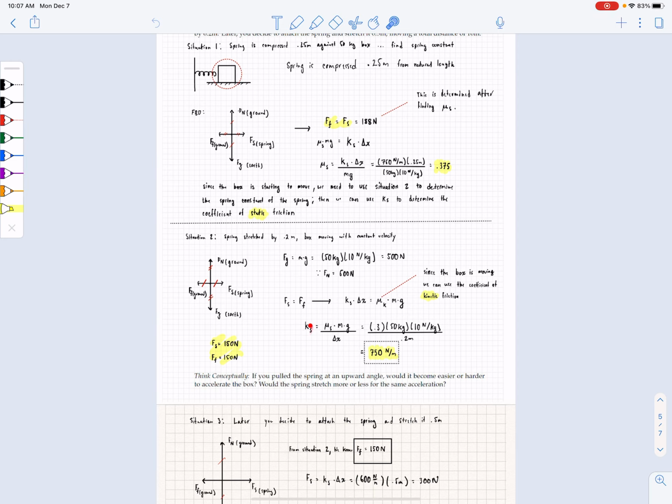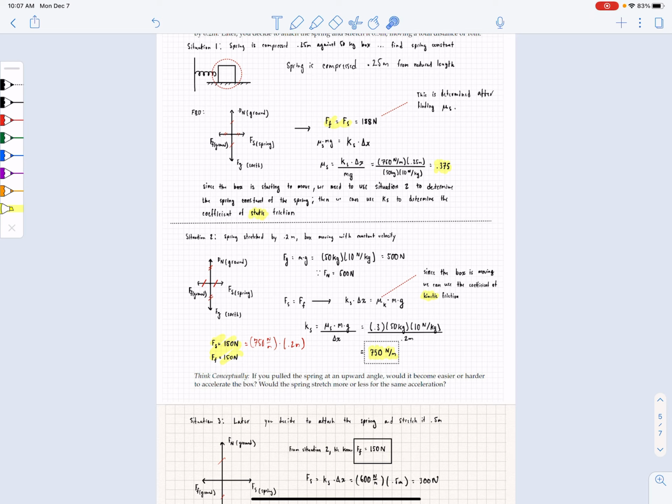Once we have the spring constant, we know that F sub S is equal to K sub S times the stretch. So we could say we know that the spring force is equal to 750 newtons per meter times the amount that it was stretched by, 0.2 meters, which gives us 150 newtons, okay? And because we know that the force of friction and the spring force are equal and opposite, we know that that is also equal to 150 newtons, okay?